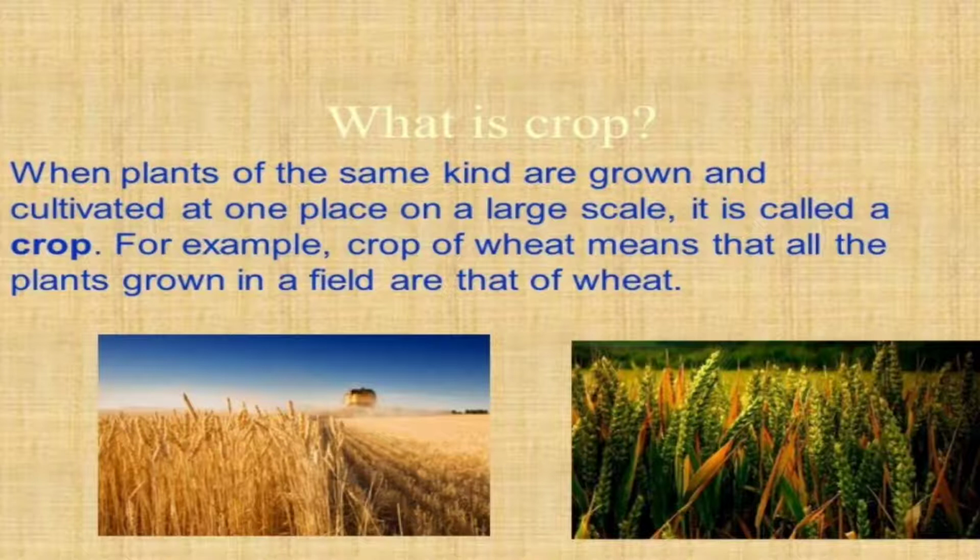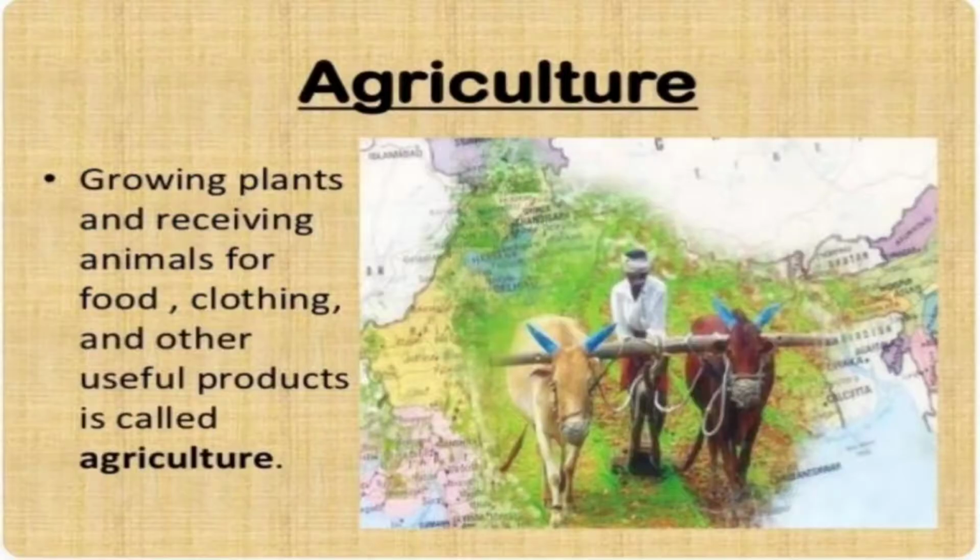And crops are of two types. But first, what is agriculture? Growing plants and rearing animals for food, clothing and other useful products is called agriculture. Agriculture does not only mean cultivating land or growing plants or trees. Agriculture also includes the rearing of livestock, the rearing and growth of animals.